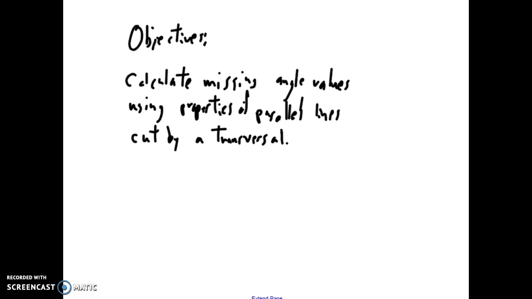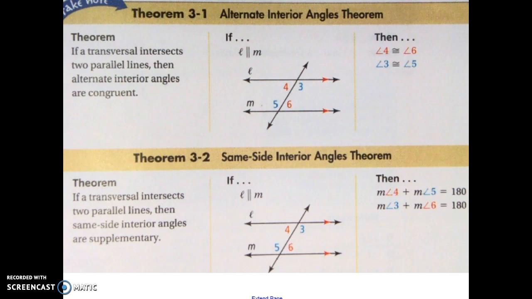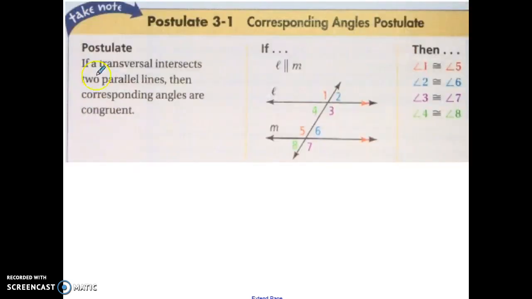Our objectives today: we're going to calculate missing angle values using properties of parallel lines cut by a transversal. There is a bit to this, but not that much. Let's move on with the notes here. Take these down, just pause and write them down or bring up the file. I'm not going to spend time on them here, except to say this is extremely important. Make sure that you get that data. You need to know which ones are equal when the lines are parallel and which ones are not.